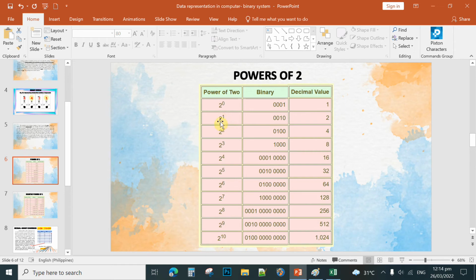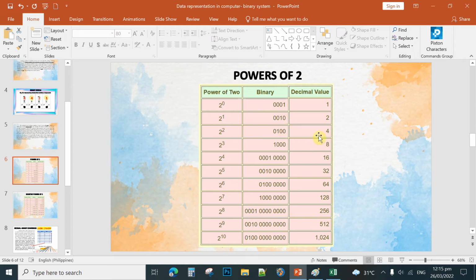Next, 2 raised to the power 1. That is 2 in decimal, the numbers we are actually using, or the numbers to the base 10. This is 0010 in binary because the first digit on the right side is off, so do not count. The second digit is on, so this is 2. That's why the value of this is 2, because the second digit is on. The third digit is 4, the fourth is 8, and those are off.